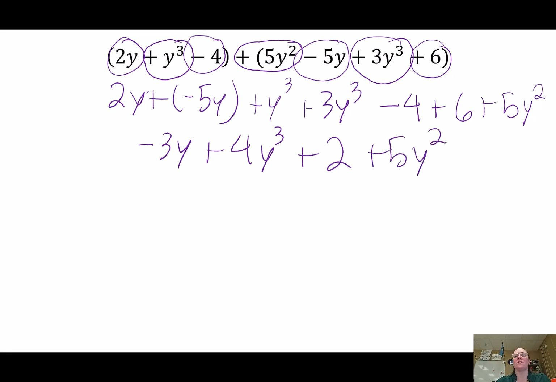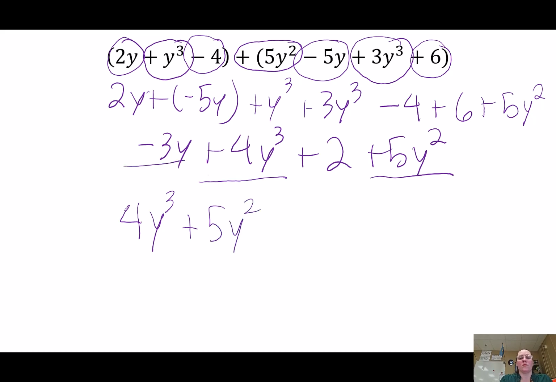Now, this is not standard form, so find my largest exponent, which in this case is y to the third. So we get 4y cubed. Y squared is my second one. Then minus 3y. And remember, my constant always goes last.